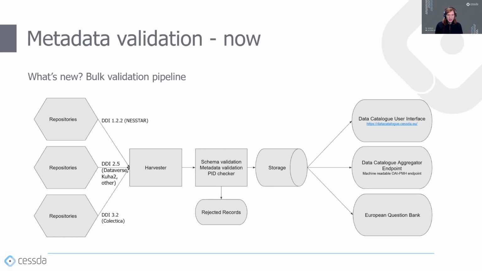And this is all harvested by a central harvester. Once it's harvested, the metadata is then validated. There are 3 types of validation checks. One, schema validation, then metadata validation, and then we check the persistent identifiers. And the records that are rejected are dropped at this stage and are not stored. The records that pass are stored and then are consumed by downstream components, which includes the data catalog user interface, the data catalog aggregator endpoint, as well as the European question bank.